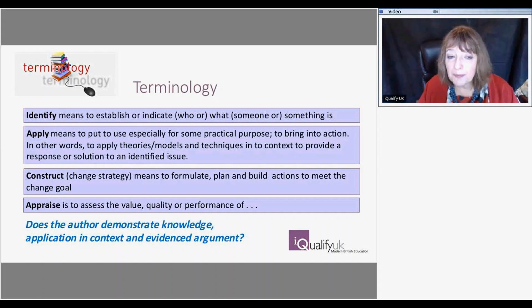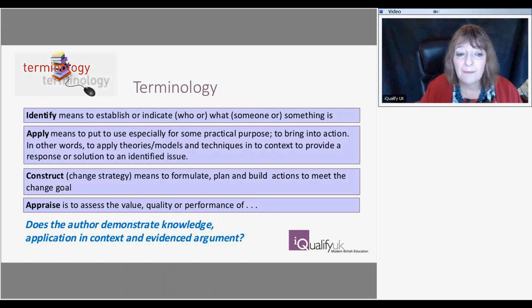And then I popped in construct. Construct a change strategy means to formulate, plan and build actions to meet the change goal. And appraise is to assess the value, quality or performance of a particular area. And again, as we said before, what are the examiners looking for? They're looking to see if you can demonstrate knowledge, application in context and evidenced argument.